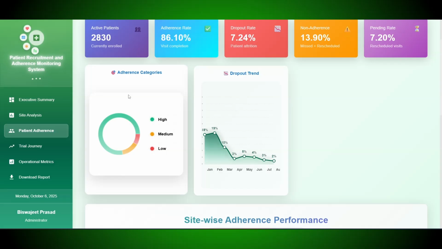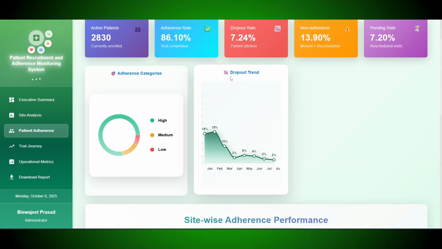Here we have a donut chart showing the adherence distribution across all the sites, with 2,204 patients falling under the high adherence category, and 386 patients falling under the medium adherence, and in low adherence there were only 240 patients.